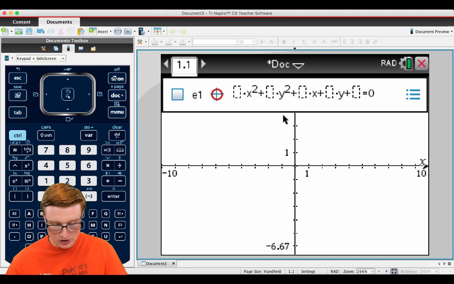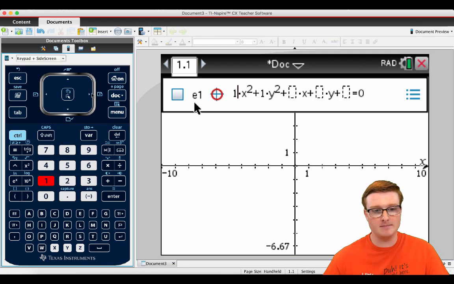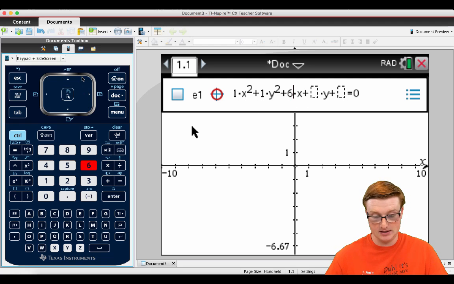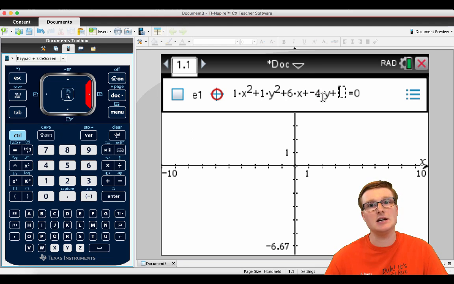Now, what I am going to do is I'm going to plug in my numbers that are corresponding to it. Now, in front of the x squared, there's a 1. In front of the y squared, there's a 1. In front of the x, there's a +6. In front of the y, there's a -4, so you have to type in -4. Now, the problem is here.